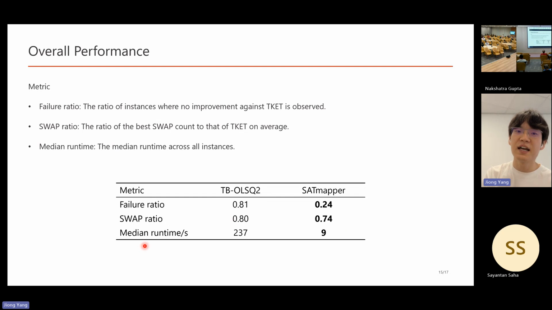Finally, the median runtime of TB-OLSQ2 is above 200 seconds, but the SAT Mapper's median runtime is just 9 seconds, which achieves a 26-fold reduction compared to TB-OLSQ2.